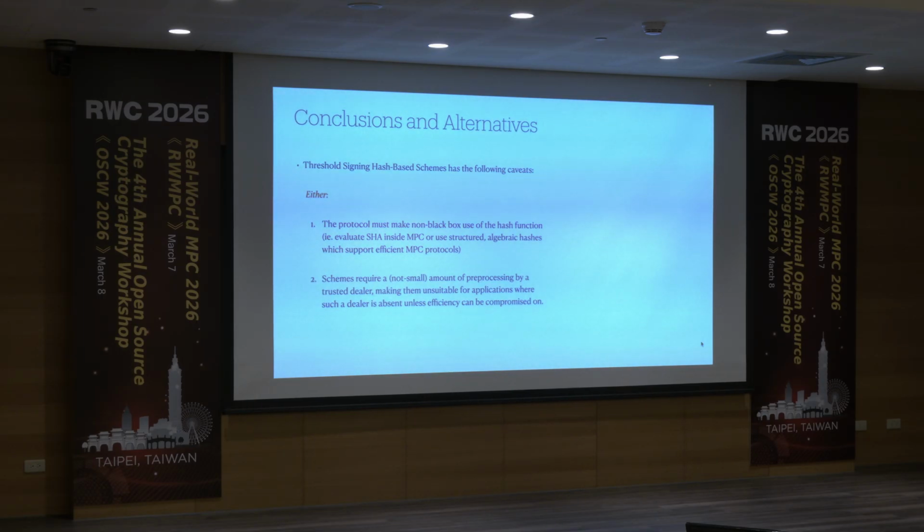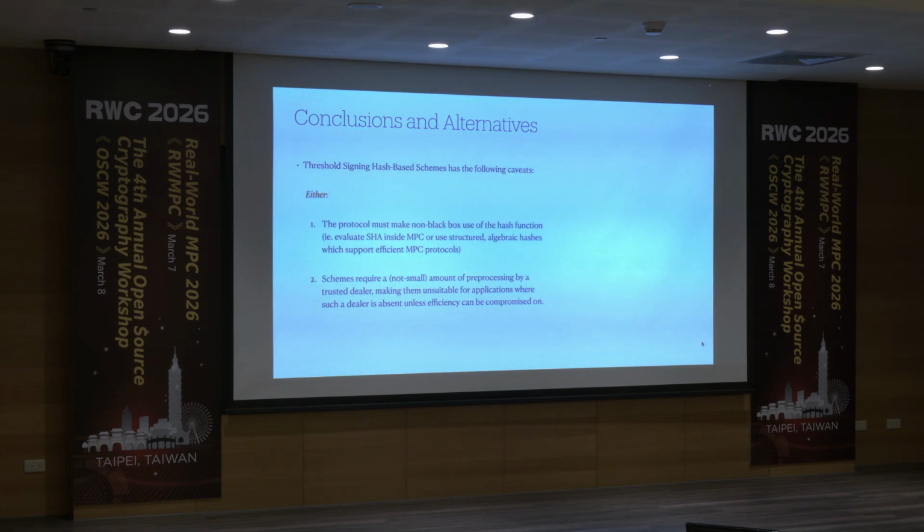you have to use structured algebraic hashes, which support efficient MPC protocols, but these are going to make your actual signing process a lot slower because none of these are as good as SHA. And of course, this will be fine if you're just making a few of them, but if you're signing something like Sphinx Plus, you might have to make something like 1 million hash queries.